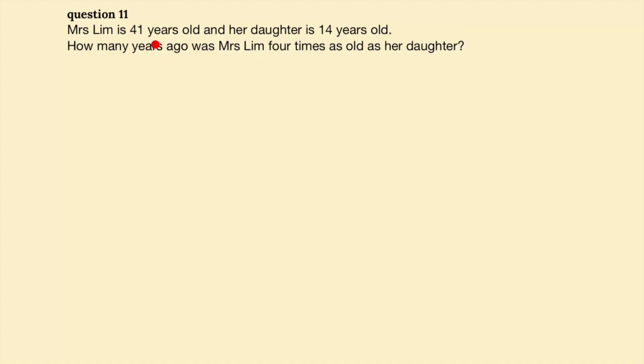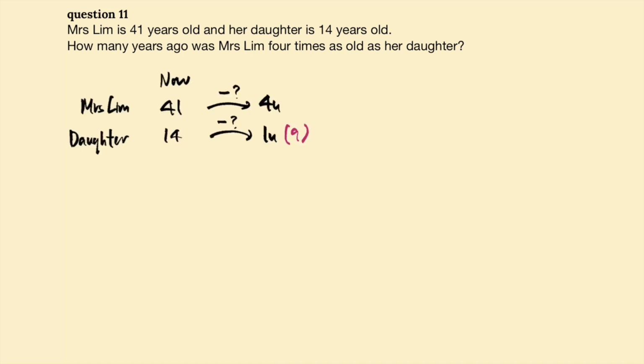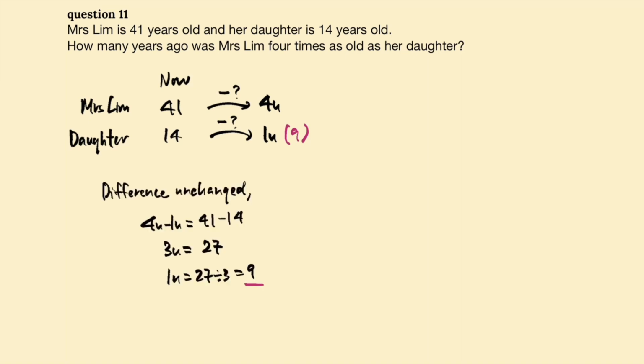Mrs. Lim is 41 years old and her daughter is 14 years old. Ooh, we can find the age difference straight away. How many years ago in the past was Mrs. Lim 4 times as old, so that's 4 units to 1 unit? The age difference must remain the same. Let's find the age difference then. So right now it's 41 and 14. We can find the age difference. So therefore, it will be 41 minus 14.